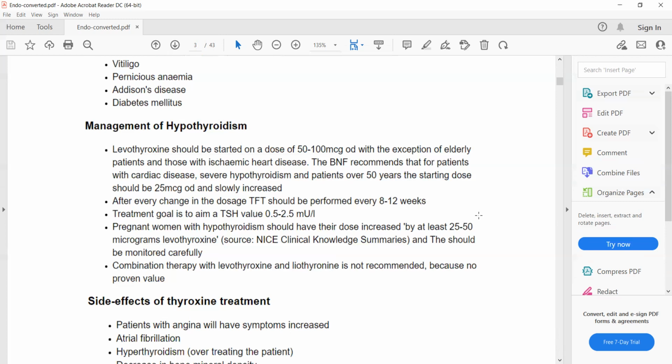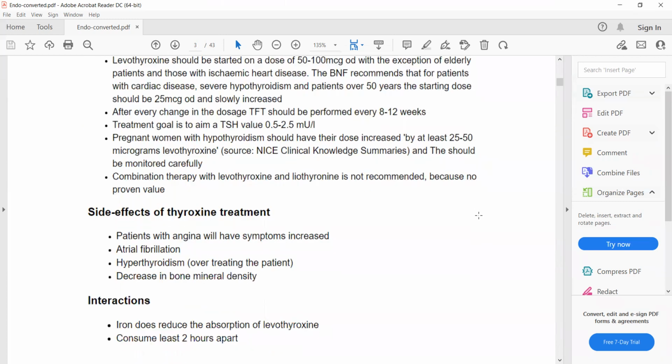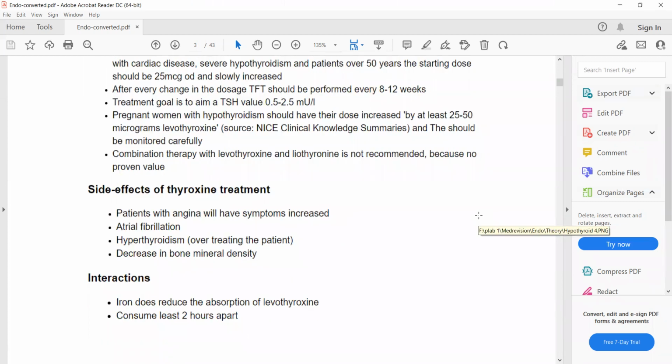What are some side effects of thyroxine treatment? A patient with angina will have increased symptoms. This is a side effect of thyroxine treatment. Overtreatment with thyroxine can lead to atrial fibrillation, and also it can lead to hyperthyroidism as well. And as thyroxine stimulates bone resorption, a high level of thyroxine can decrease the bone mineral density as well.